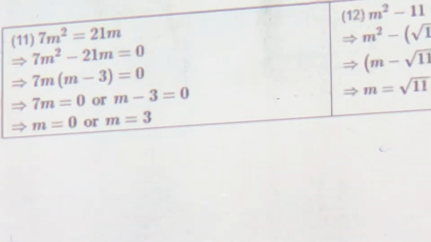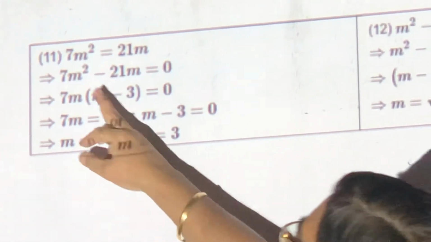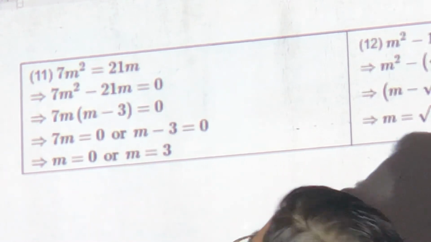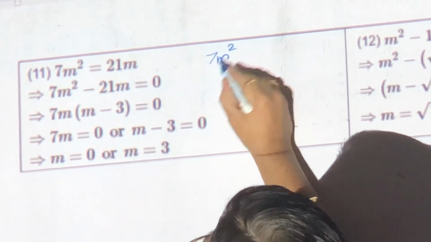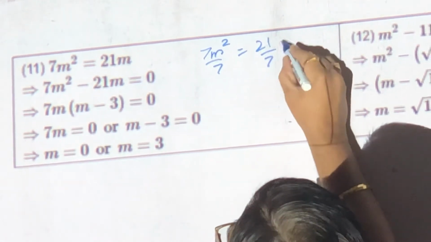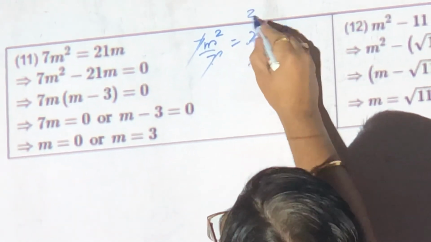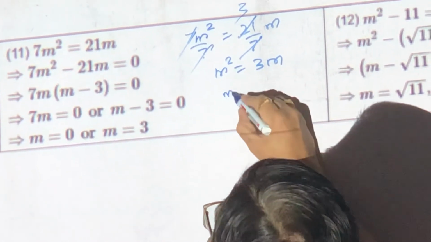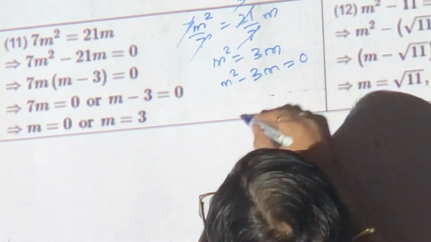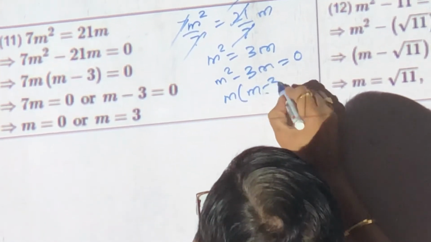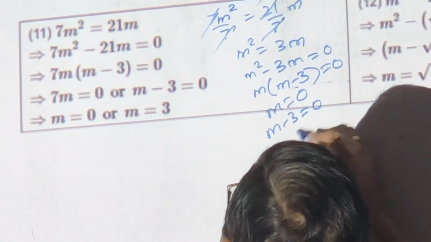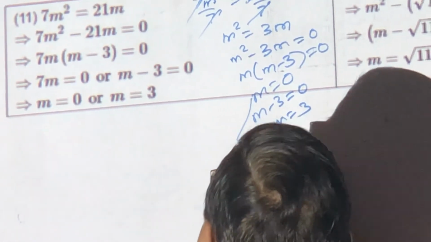Last two sums are of that sub-sum. Similarly, I get 7 and 21. You see 7 3s are 21. Another method is divide all terms by 7, if you want simpler. M square is 3m. Now you can see so simple. M square minus 3m is 0. M times m minus 3 is 0. M is 0. M minus 3 is 0. M is equal to 3. So these are the two answers, my friend.